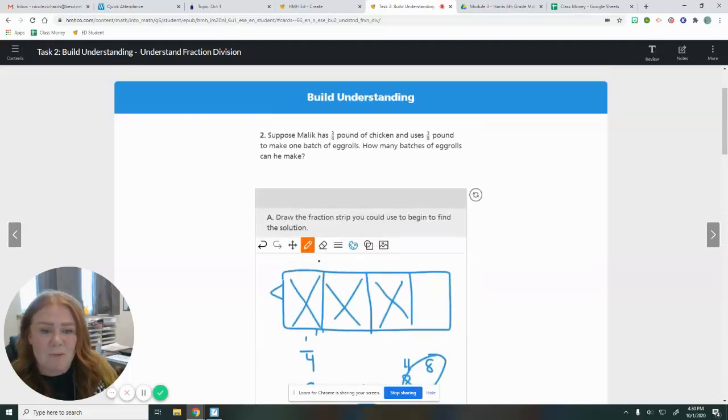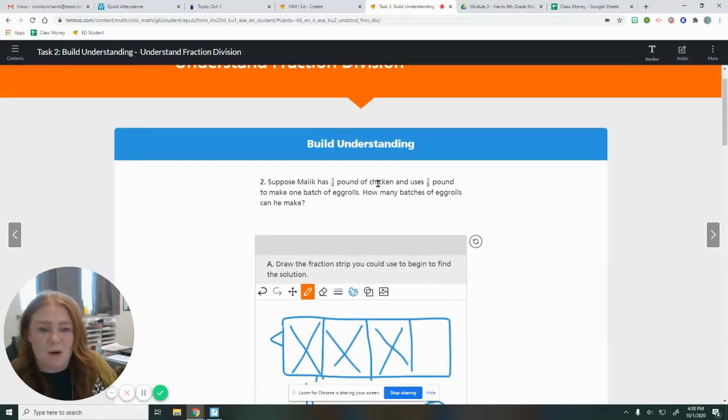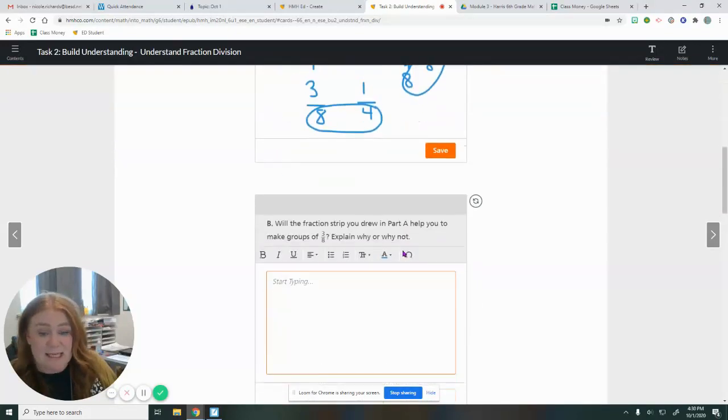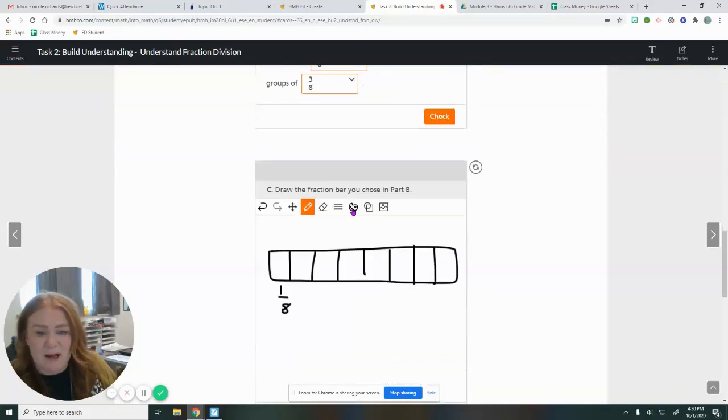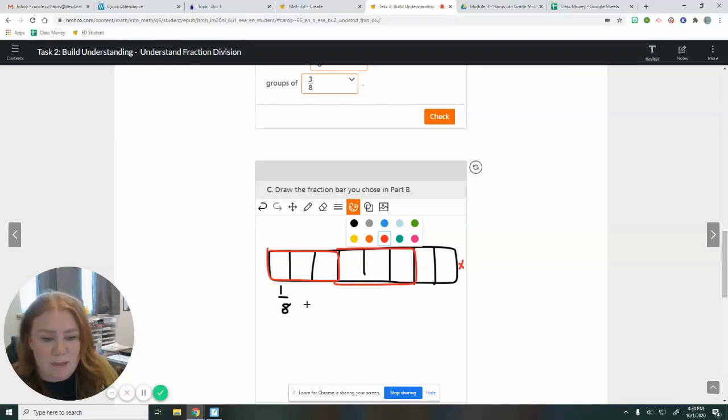So I'm going to come back up and read my problem. So we are putting groups of 3/8 together. So I'm going to grab a different color here. And I know I need 1, 2, 3/8 here. And I need 3/8 here. And this one doesn't quite have enough. It would need one more piece.